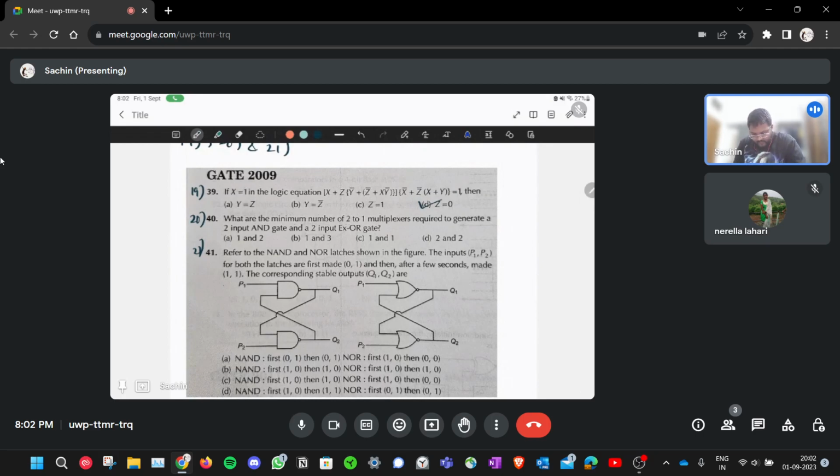Next question is, what are the minimum number of 2:1 multiplexers required to generate a 2 input AND gate and a 2 input XOR gate?